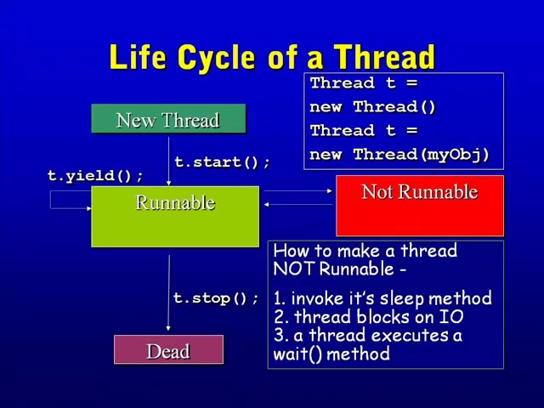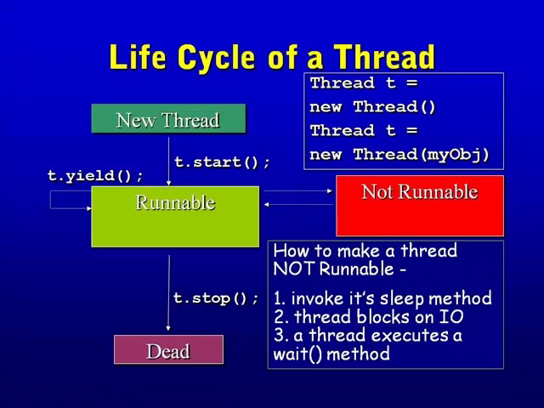Now, threads begin their life as part of object instances. We either create a subclass of Thread or create an instance of a Runnable object and pass it to the Thread constructor. And that essentially gives us a new thread. It takes a call to start to actually transition the thread from new into the runnable state.